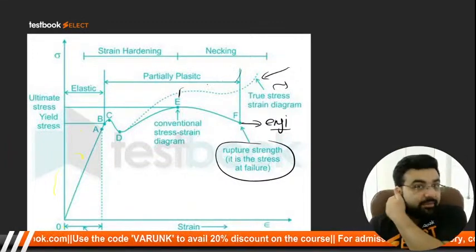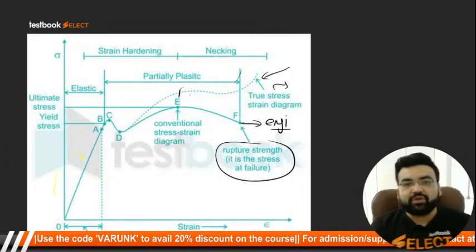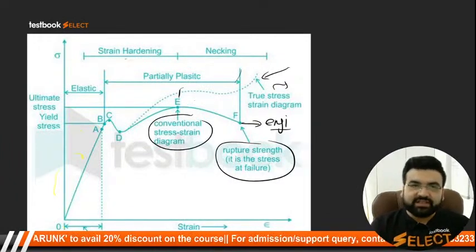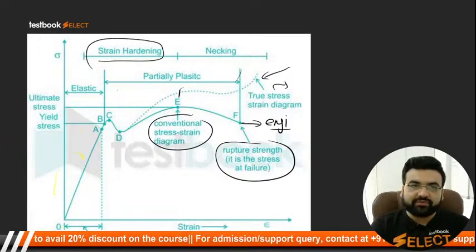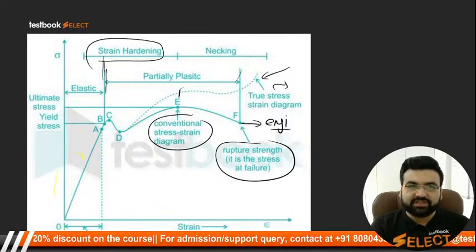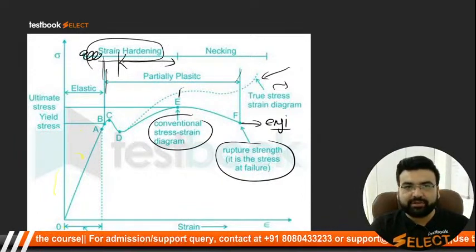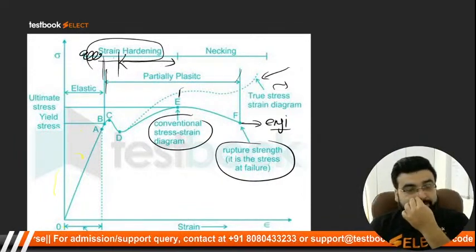Why is it increasing? Because the area keeps on decreasing. So this is the conventional stress versus strain curve, and this is what it is, right? This zone is called the strain hardening zone. From this position, from this to this, this is called the strain hardening zone, not from here. From here to here, it is called the strain hardening zone.